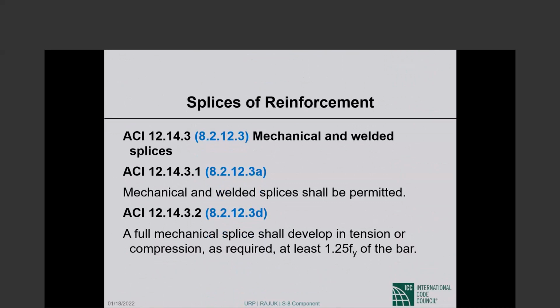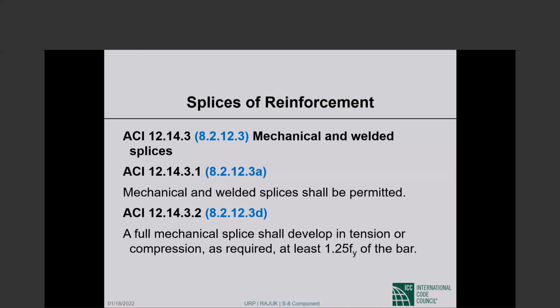Mechanical and welded splices. Mechanical and welded splices shall be permitted, first of all. A full mechanical splice shall develop a tension or compression as required of at least 1.1 F sub y. This is important. So a so-called full mechanical splice develops 125% of the yield strength of the bar that it is splicing.